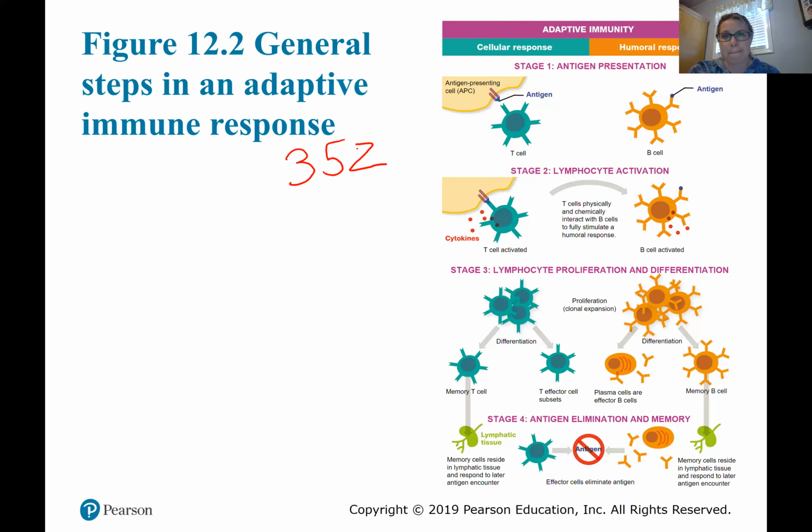All right, so in order for T cells and B cells to protect the body, they have to first identify what the antigen is, identify what the threat is. That's going to be stage 1. They are going to find an antigen that's been presented by a phagocyte.